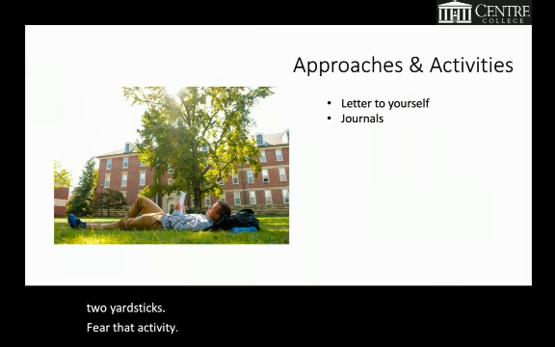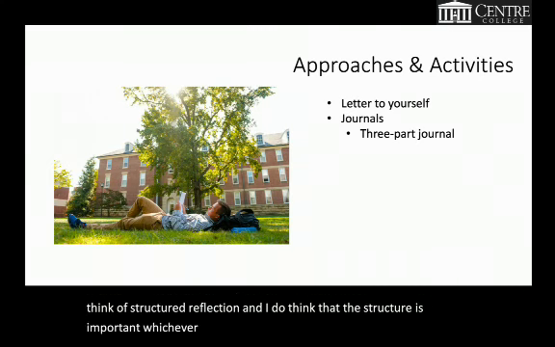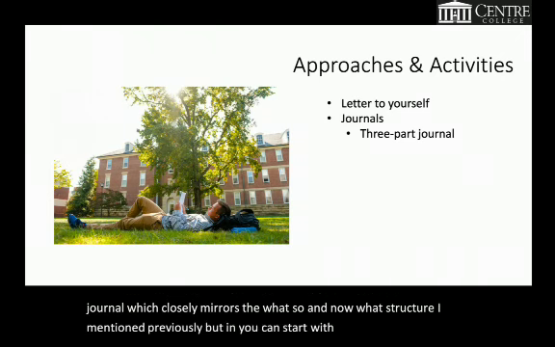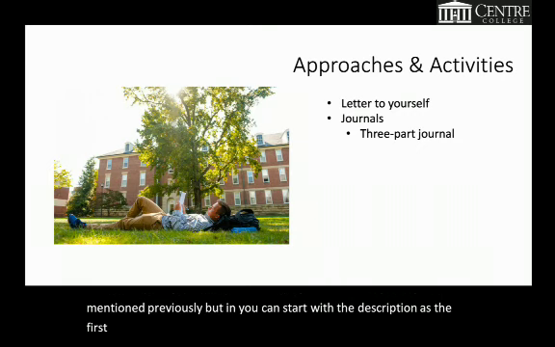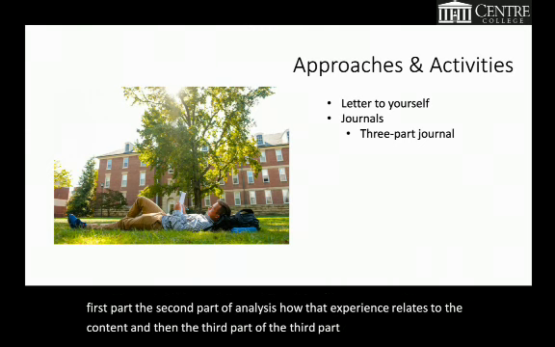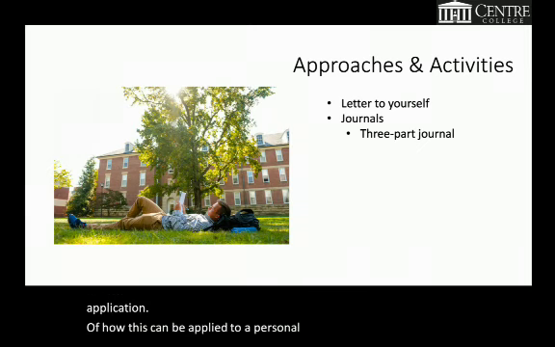Journals might be the thing that comes to mind most readily when you think of structured reflection, and I do think that the structure is important, whichever structure you choose. So you can do a 3-part journal, which closely mirrors the what, so what, and now what structure I mentioned previously, but in this you can start with a description as the first part, the second part of analysis of how that experience relates to the content, and then the third part of the 3-part journal is the application of how this can be applied to a personal or professional life setting.